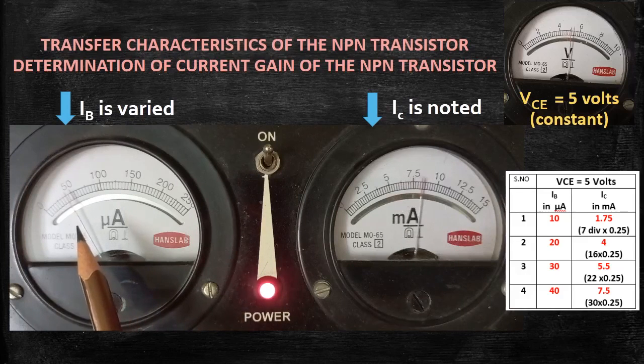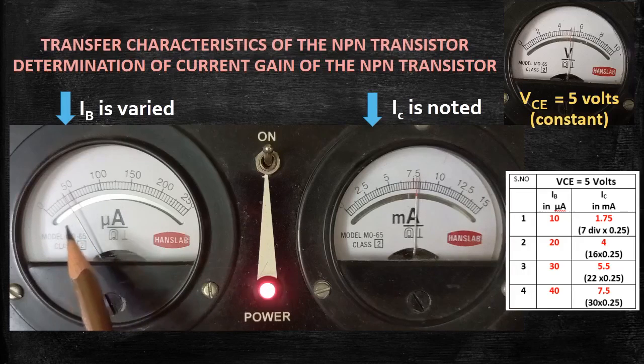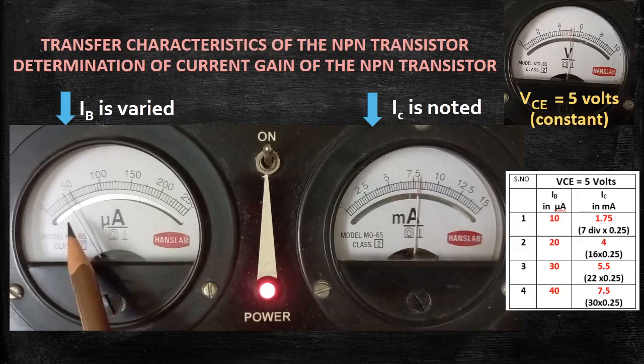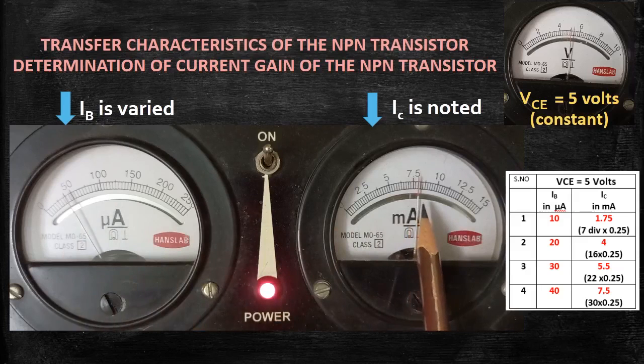Now it is increased from 30 to 40. It should be kept exactly at the 8th division. Are you clear? 8 into 5, 40. Here note down the reading. It is exactly coinciding on the 30th division. 30 into 0.25, 7.5. So 7.5 is the value of which one? IC. Here 40 microampere. For that, what is the value of IC? 7.5.